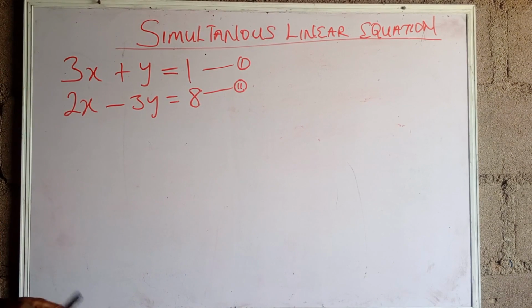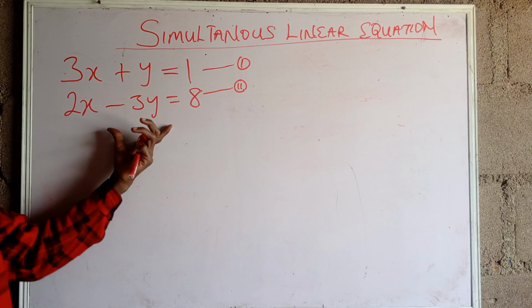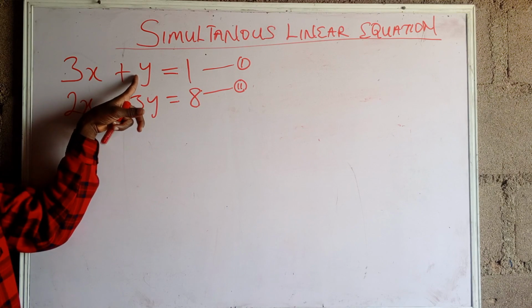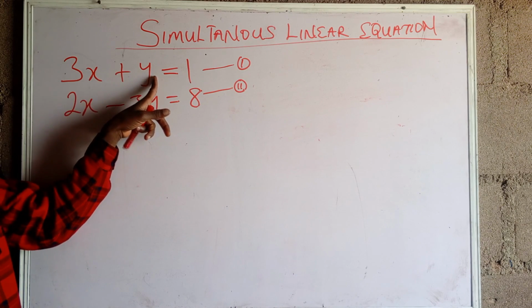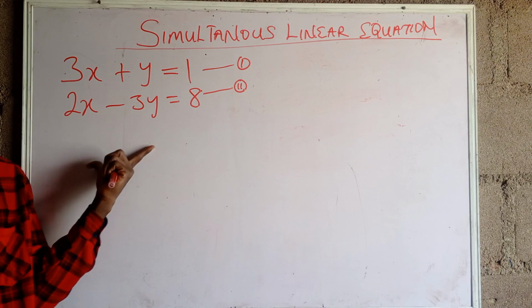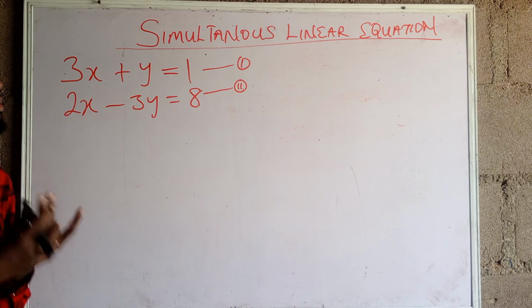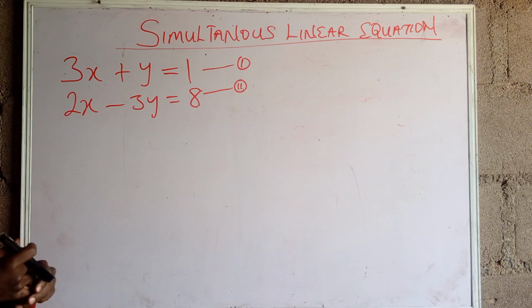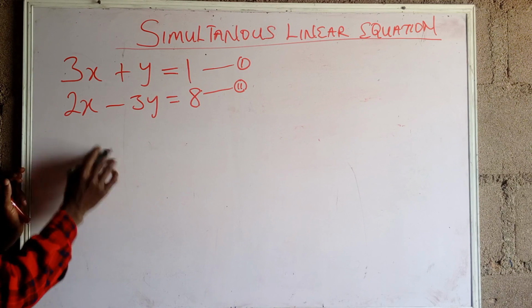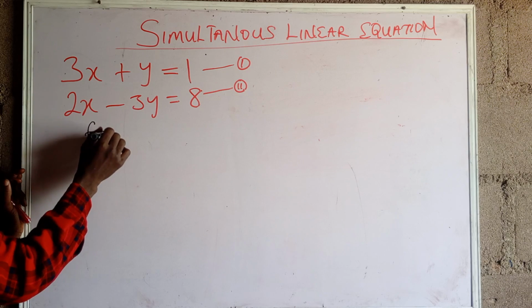Okay, the next thing to do here, we are going to consider the equation given to us firstly. Since the coefficient of this y is unity, it doesn't contain any number. Therefore, you can solve this one using the substitution method. Since we have three methods of solving simultaneous linear equations, that is by substitution, by elimination, by graphical methods, and other methods you can do.